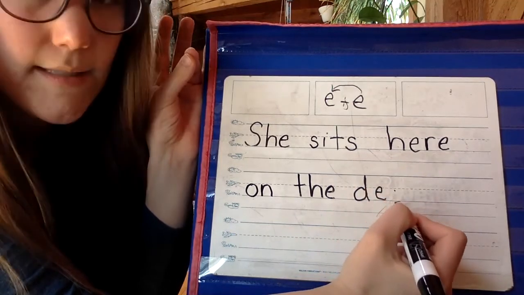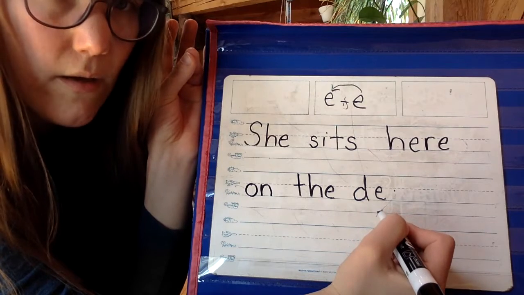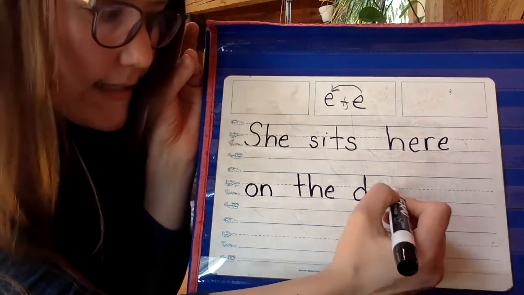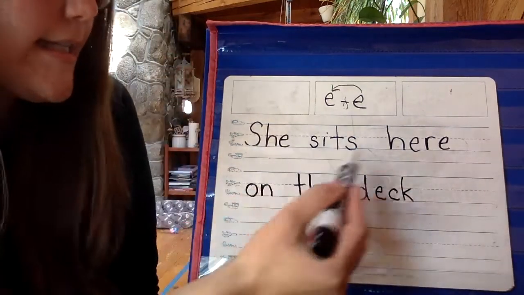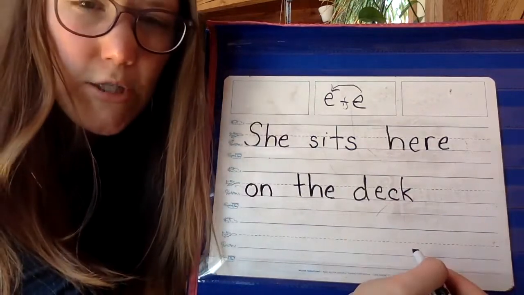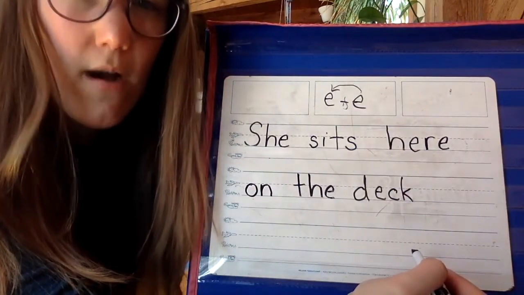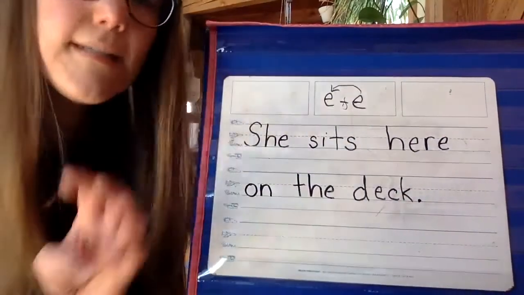Ending sound is k. After a short vowel, is it C? Is it K? Or is it CK? It's CK. CK comes after a short vowel, usually at the end of the word. She sits here on the deck. Is that a period or a question mark? She sits here on the deck. Definitely a period.